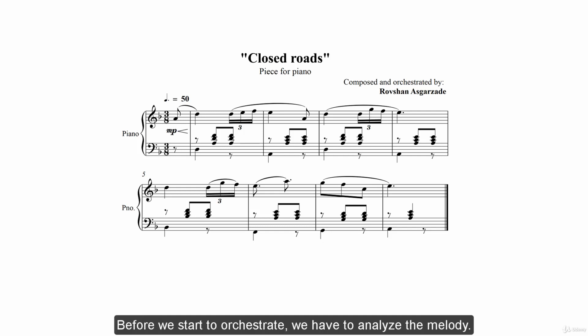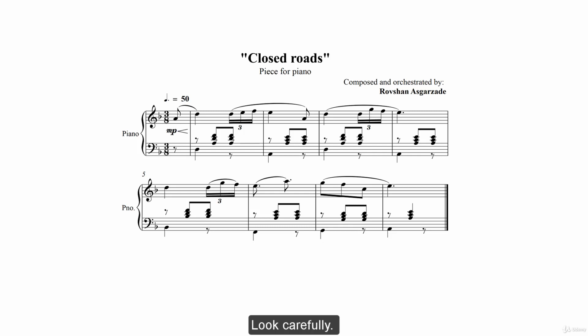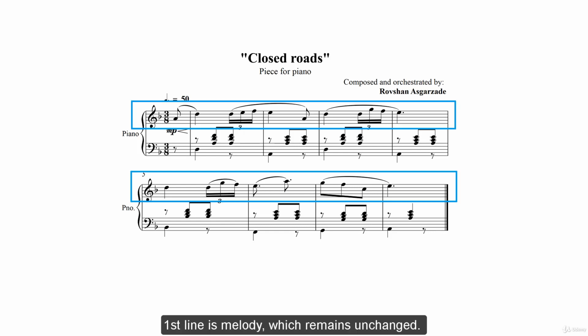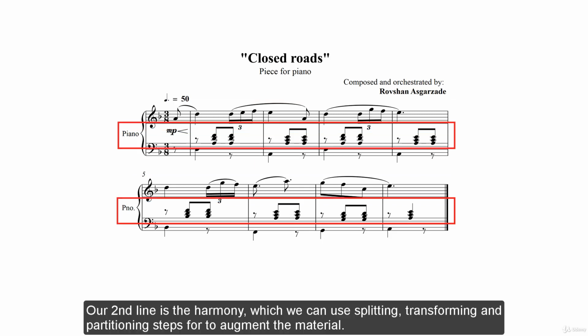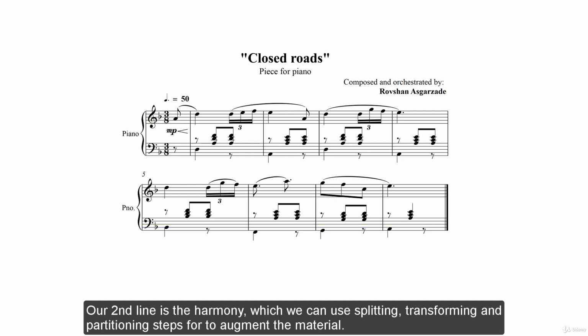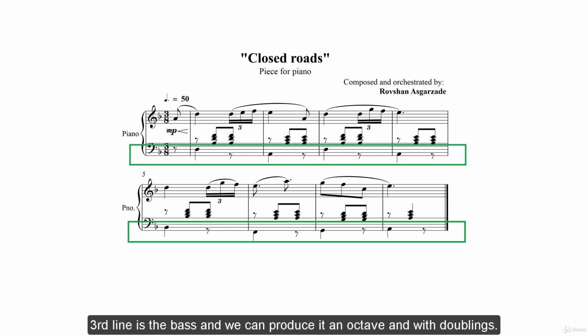Before we start to orchestrate, we have to analyze the melody. Look carefully. Our piece consists of 3 lines. The first line is the melody, which remains unchanged, but we can produce it an octave higher or with doublings. Our second line is a harmony, for which we can use splitting, transforming, and partitioning steps to augment the material. The third line is a bass, and we can produce it an octave higher and with doublings.